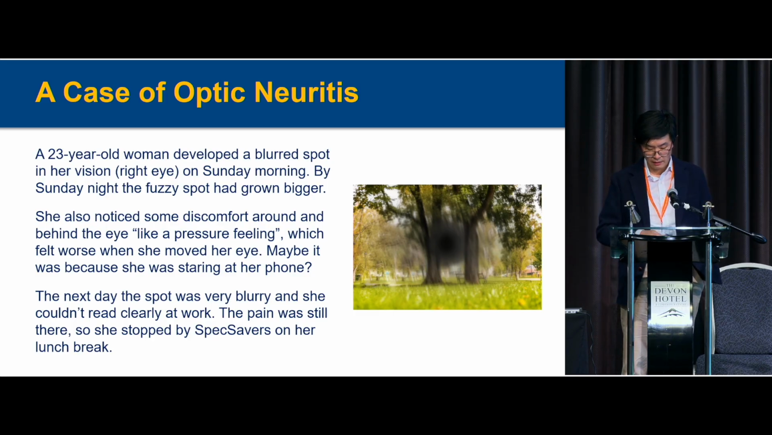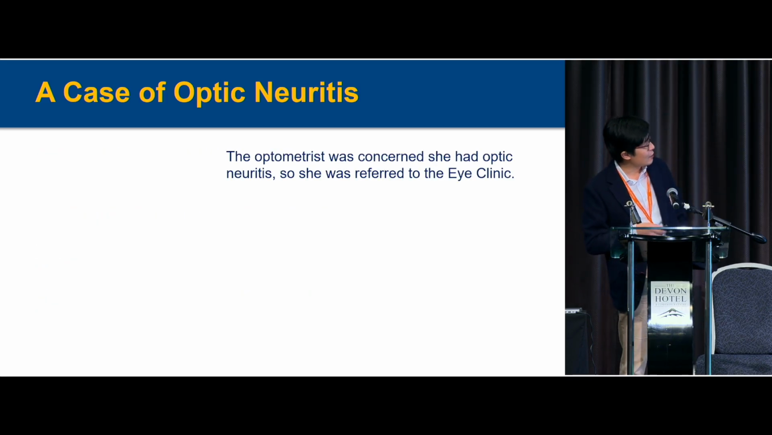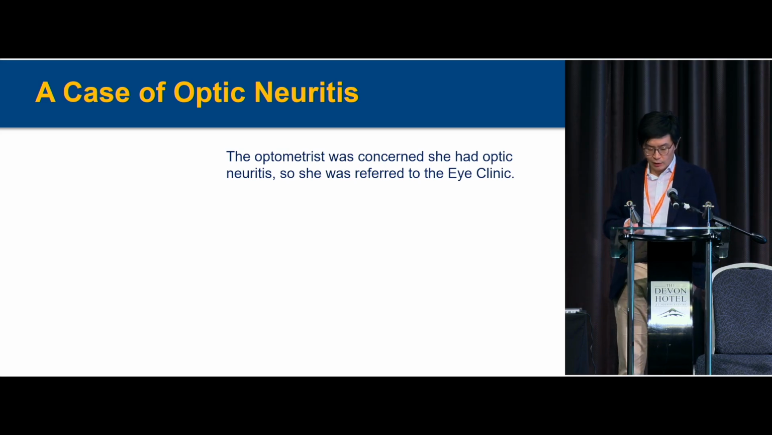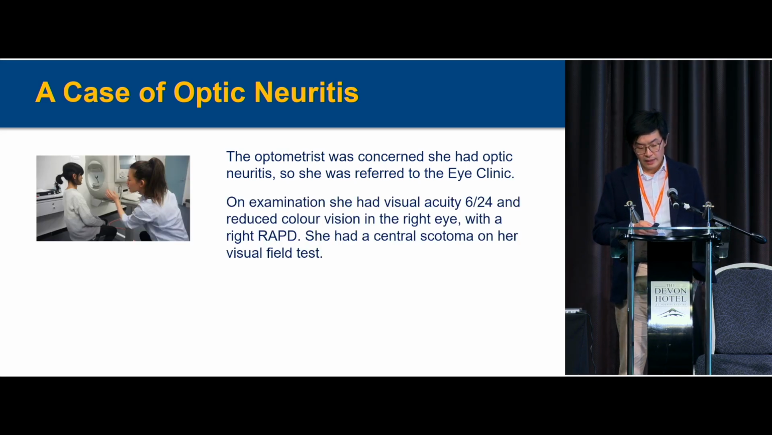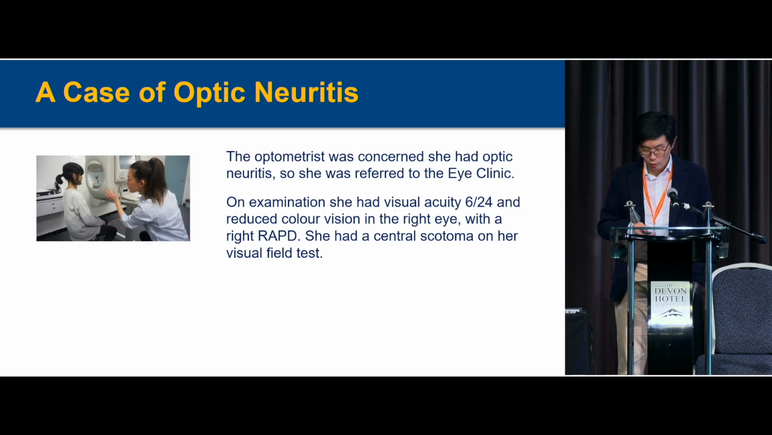And this is kind of what she was experiencing. So the optometrist at Specsavers saw her and was concerned that she had optic neuritis, so she was referred to the eye clinic. And at the eye clinic, we did a bunch of tests. We looked at her visual acuity, so I asked her to read off some charts and noticed that the vision in her right eye had gone down to 6/24.